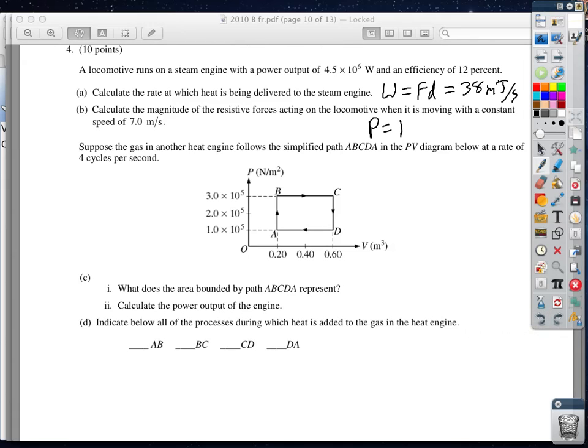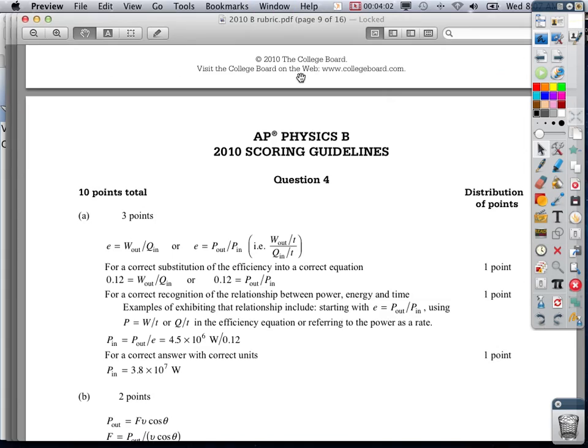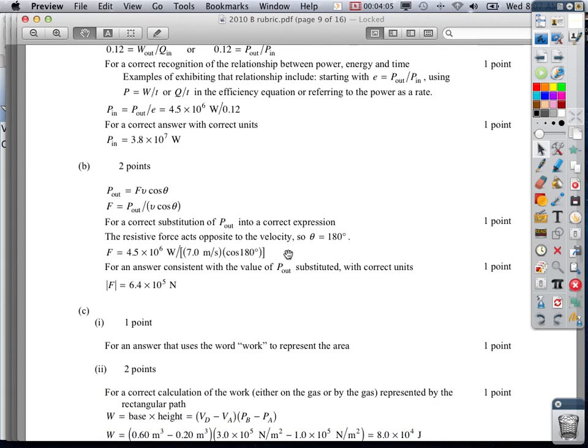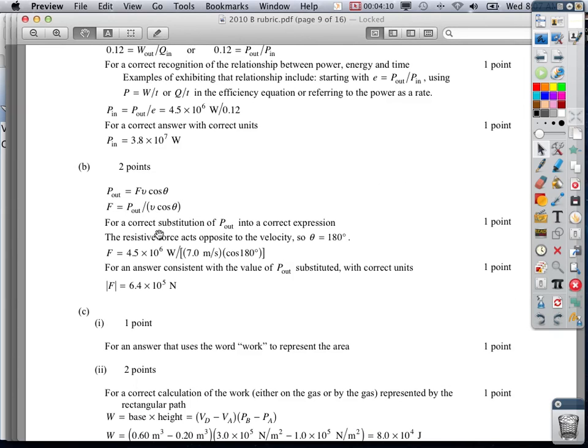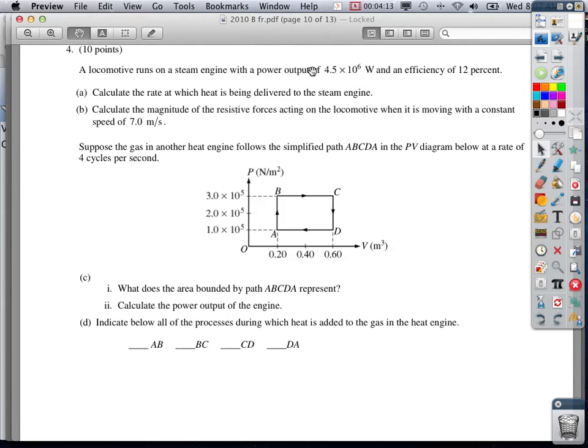Yeah, power is work over time, right? But it's also force times velocity. So then we could just use this. Force is going to be power over velocity. The power was 38 megawatts, and then the velocity was 7. So it comes out to be, whatever that is, 5 something, 6 as well.